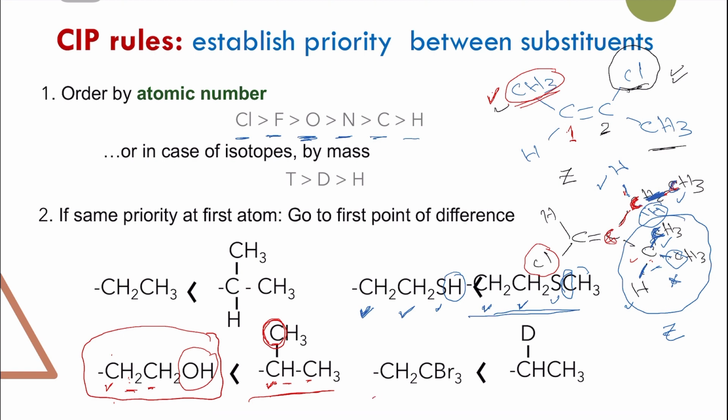Another one is this one. So you have the first point here is CH3, a carbon, and this is a carbon, but this carbon is attached to two hydrogens and one carbon. This one is attached to a hydrogen, deuterium, and carbon. So now the deuterium has priority over the second hydrogen here because we give it priority by mass. So this one will have the priority. So this is how you assign the priority.